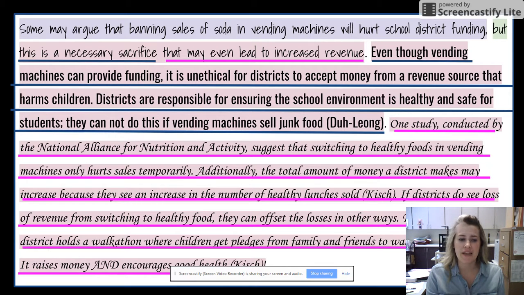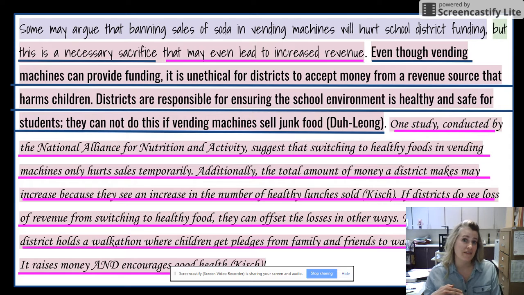One study conducted by the National Alliance for Nutrition and Activity suggests that switching to healthy foods in vending machines only hurts sales temporarily. Additionally, the total amount of money a district makes may actually increase because they see an increase in the number of healthy lunches sold. If districts do see loss of revenue from switching to healthy foods, they can offset the losses in other ways. For example, one district holds a walkathon where children get pledges from family and friends to walk a certain distance. It raises money and encourages good health.